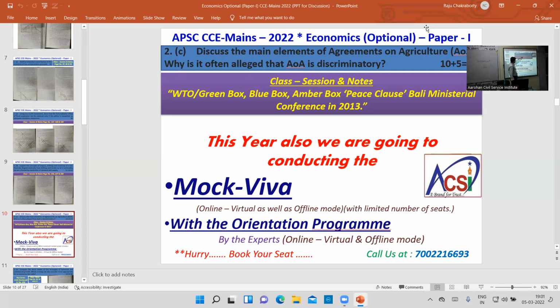Under World Trade Organization terms and permissions, developing countries are permitted a 10% subsidy. Our minimum support price for food security falls under this subsidy limit, and there is criticism of it. This was taken up in the Bali Ministerial Conference in 2013.